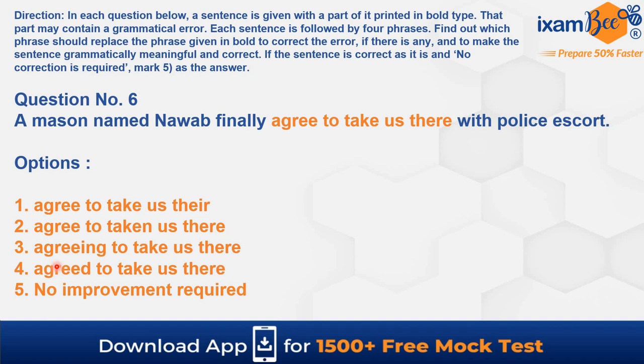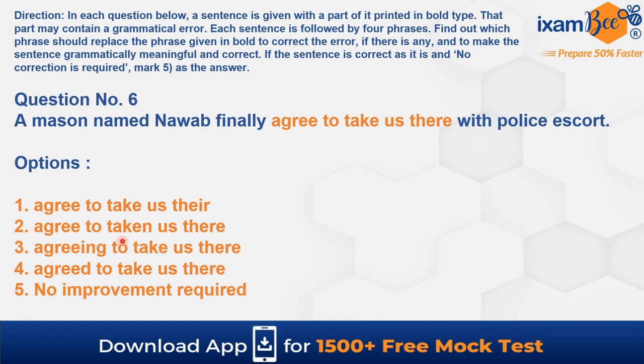Let's say question number 6. A mason named Nawab finally. See, we have an adverb called finally, right? Finally, agreed to take us there with police escort. See, it uses a verb, right? That means somewhere it's talking about past. So a mason named Nawab, and then we have an adverb called finally. So the verb after this has to also be in past tense, right? Because we have the verb in past tense here.